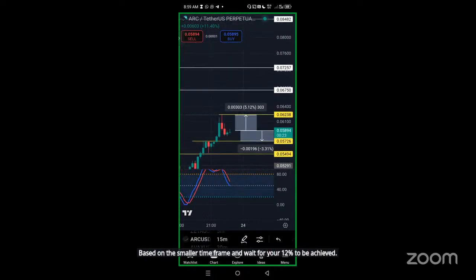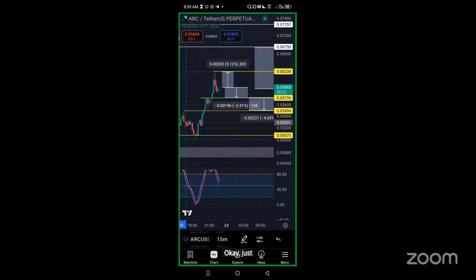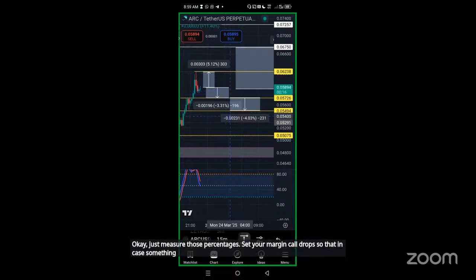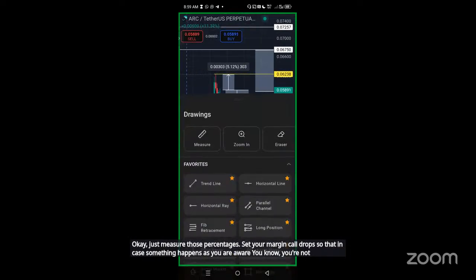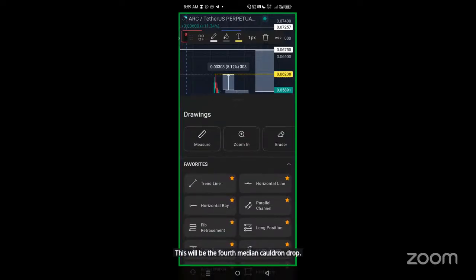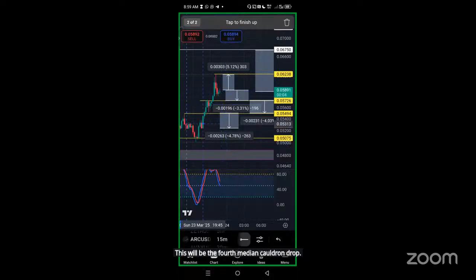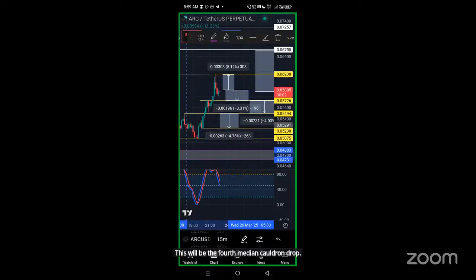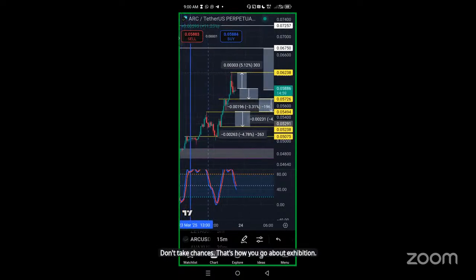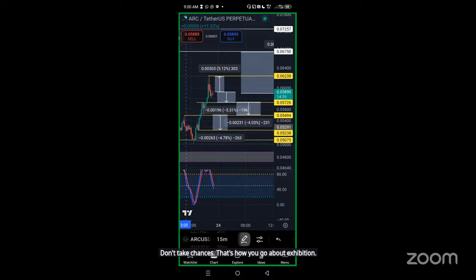Okay? Just measure those percentages. Set your margin call drops so that in case something happens, you're not left out. You have something, your robot will be at work. This will be the fourth margin call drop. Okay? Don't take chances. That's how you go about establishing them, like that, until you have that.